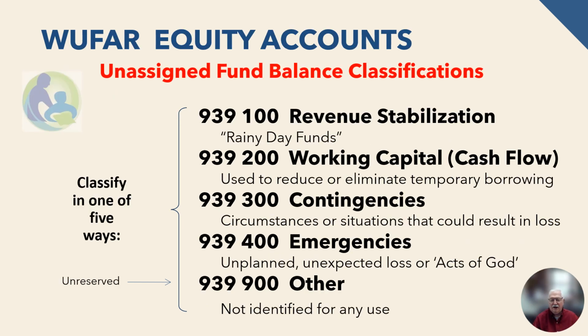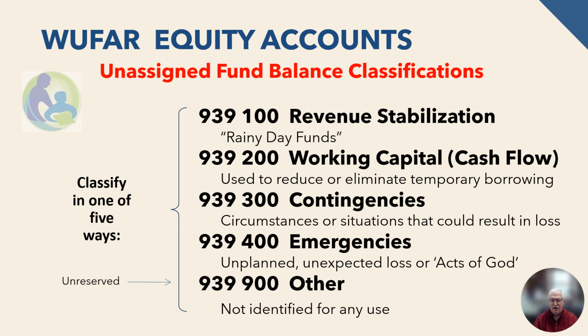This 939000 account has been broken into 5 other subordinate accounts. 939100 being revenue stabilization. This is what we might call a rainy day fund. The 939200 is for our working capital or cash flow. This is where most of the money that is not used for the reserved activity will be found.